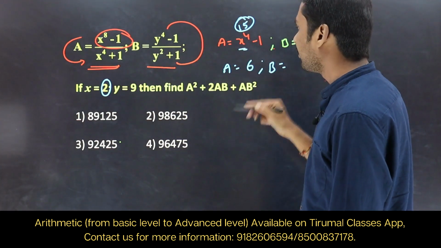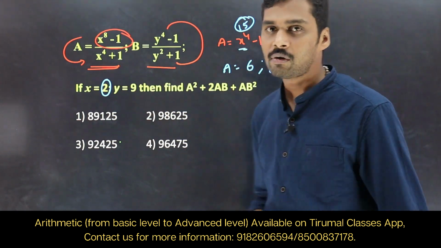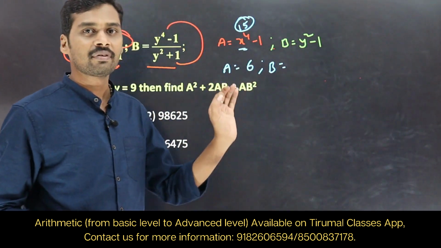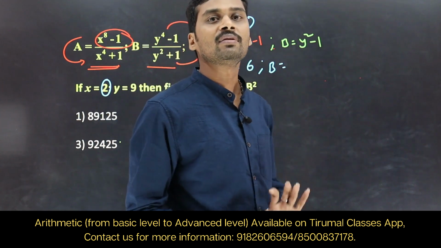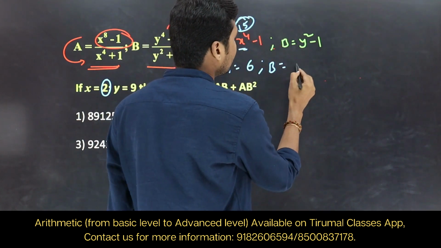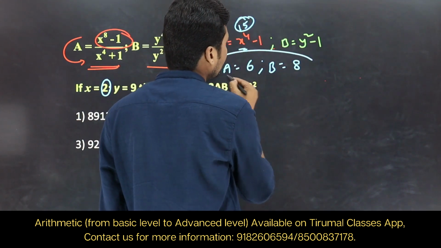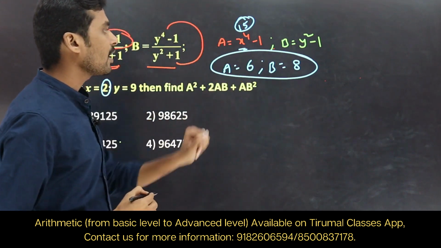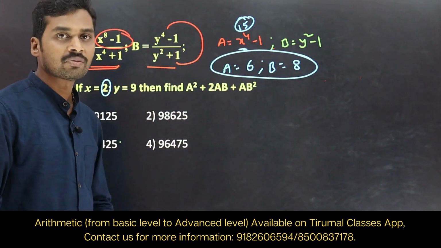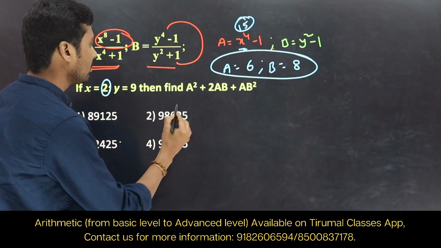What is the b value? B value is equal to, you can put the value of y over here. So y means 9 square. 9 square is 81. 81 minus 1 is 80. 80 means what is the digit sum value? The digit sum value of b is 8. So the digit sum value of a is 6. The digit sum value of b is 8.